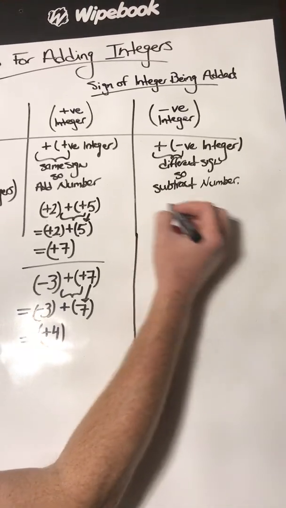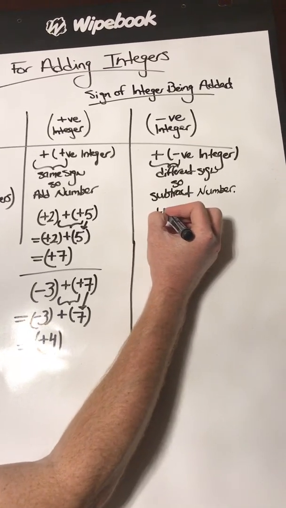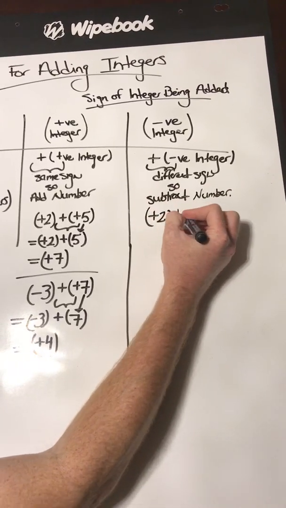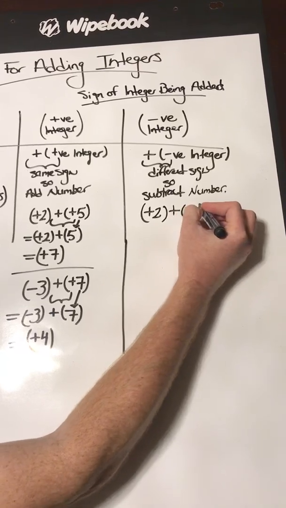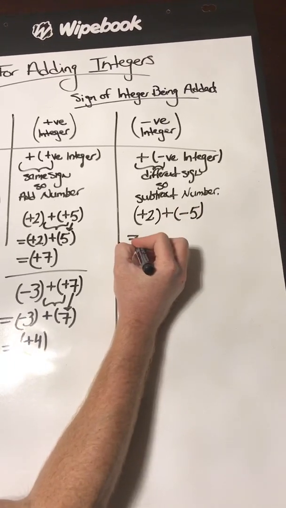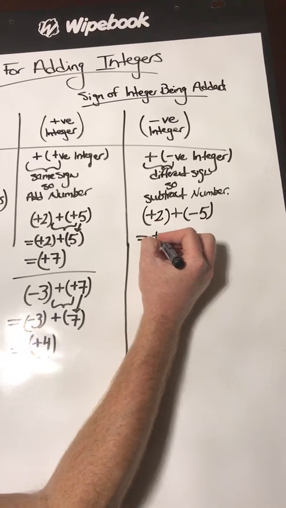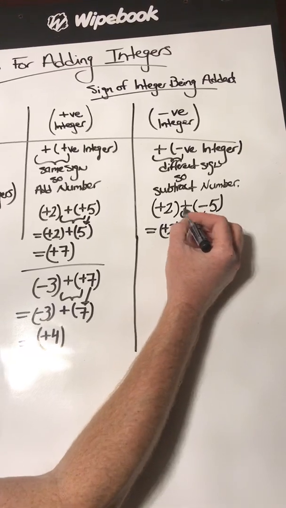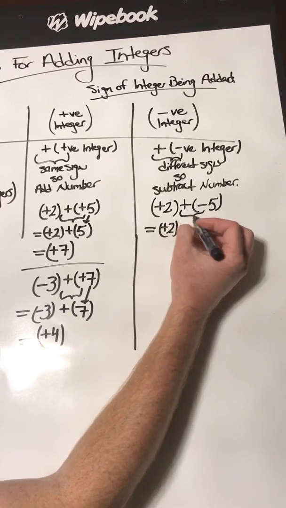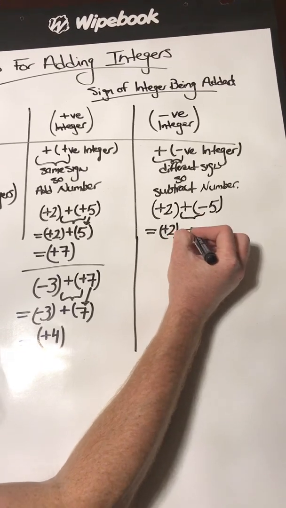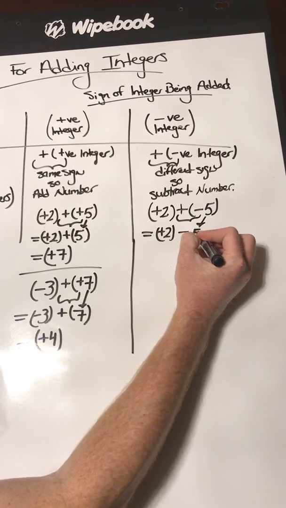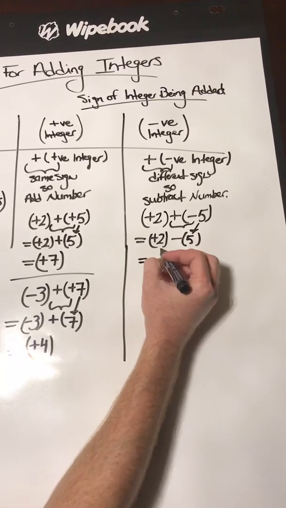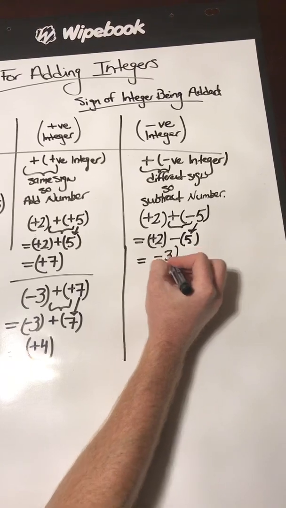Okay, so we'll do an example again. So we have positive 2 plus negative 5. Okay, I look at this and I say, okay, positive 2 stays the same. I look at these two here and I say, oh, different signs. Okay, so that means if they're different signs, I'm going to subtract the number. So I have positive 2 minus 5 is going to be negative 3.